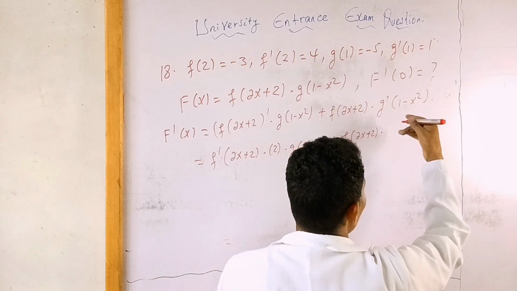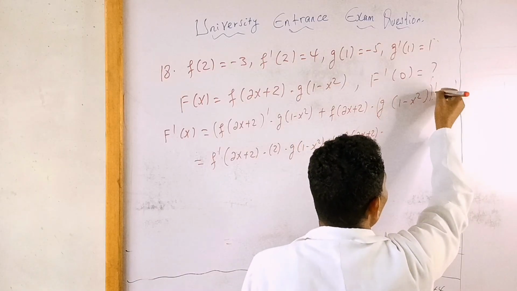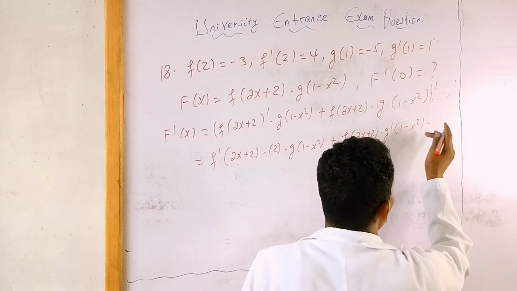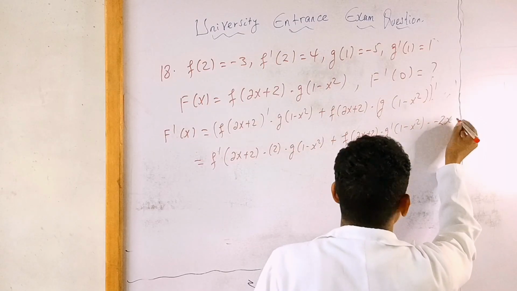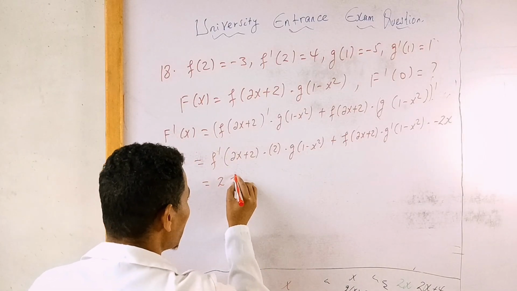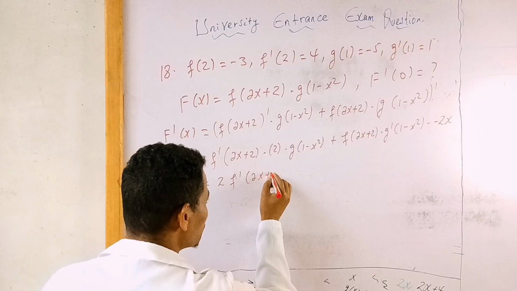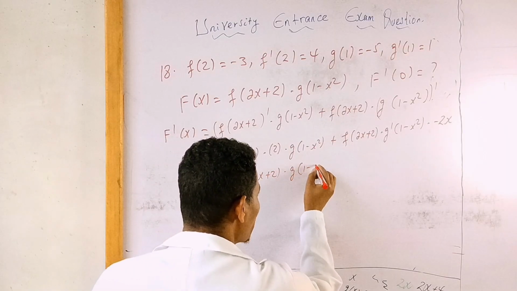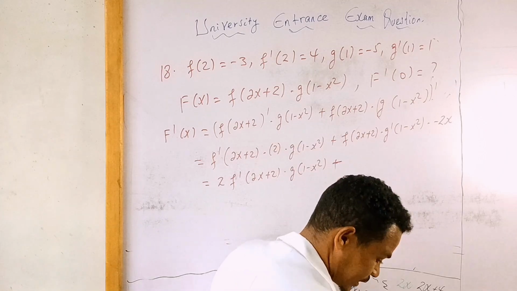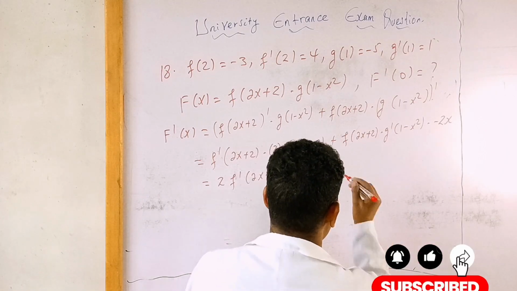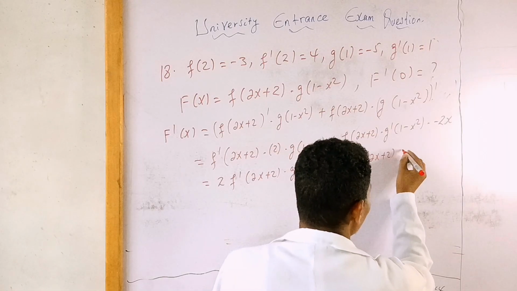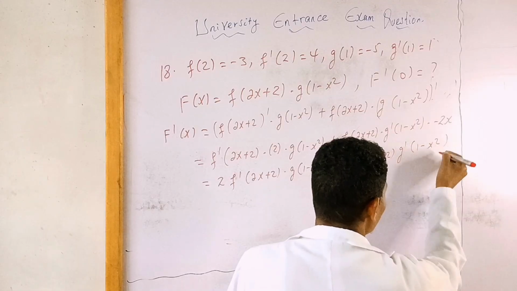of 1 minus x square times the derivative of 1 minus x square, that is minus 2x ይሆናል ማለት ነው። So this is the same as 2 times f derivative at 2x plus 2 times g of 1 minus x square plus, that is minus 2x times f of 2x plus 2 g derivative at 1 minus x square.